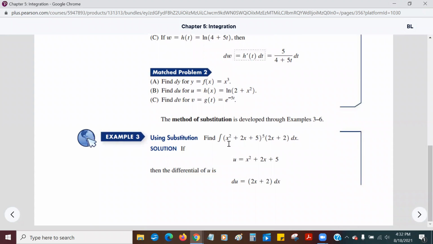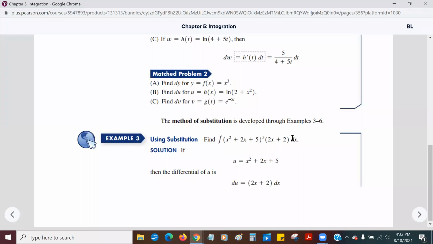Let's look at a problem here. We have the integral of x squared plus 2x plus 5, raised to the 5th power, times 2x plus 2. Now, I see this thing raised to the 5th power, and the inner function is x squared plus 2x plus 5. If I take its derivative, I get 2x plus 2. That tells me, chain rule here. So if I let u equal x squared plus 2x plus 5, then du is equal to 2x plus 2 times dx, which is exactly what I have right here.